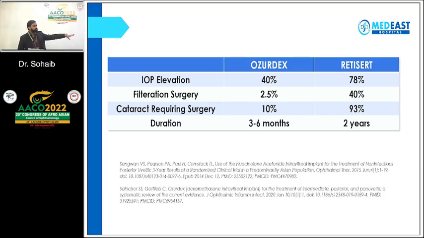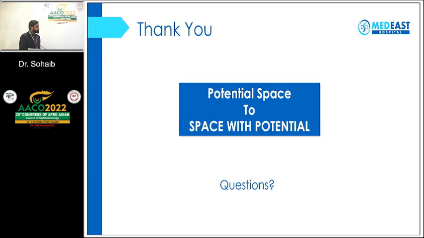So practically, Ozurdex is just going to be obsolete. That's what I think. Sorry to alert. We've never had it. When I came back to Pakistan to start my practice, I really wanted to have Ozurdex, but we could not because it was expensive. So if we go for suprachoroidal injections, it's just going to replace all of these. I say that the suprachoroidal space is a potential space, but it's a space with a lot of potential. Thank you. Any questions, please?